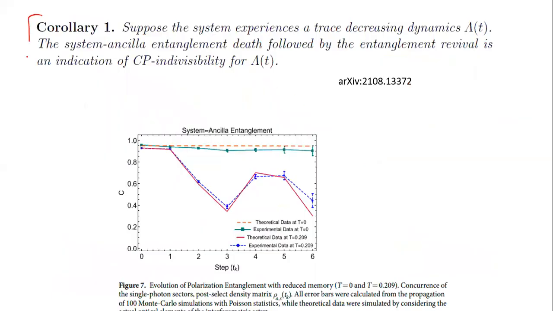So this is a corollary. Suppose the system experiences a trace decreasing dynamics. If the entanglement death is followed by entanglement revival, then it is an indication of CP indivisibility. And clearly this result can be generalized to the case of the Schmidt rank. So an increase in the Schmidt rank of the output is an indicator of non-Markovianity. All right, so these results are presented in an arXiv paper of this year.